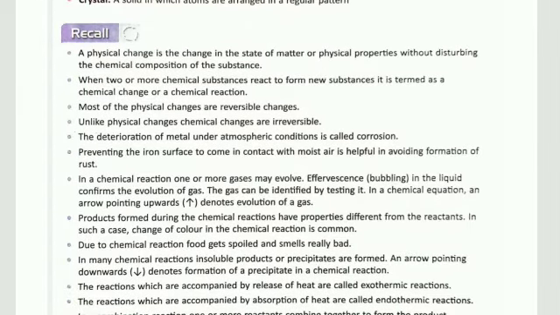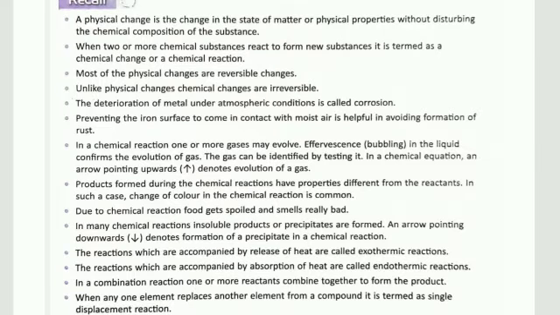A physical change is a change in the state of matter or physical properties without disturbing the chemical composition of a substance. When two or more chemical substances react to form a new substance, it is termed a chemical change or chemical reaction. Most of the physical changes are reversible. Unlike physical change, chemical changes are irreversible. Deterioration of metal under atmospheric condition is called corrosion. Preventing the iron surface from coming in contact with moist air is helpful in avoiding the formation of rust.